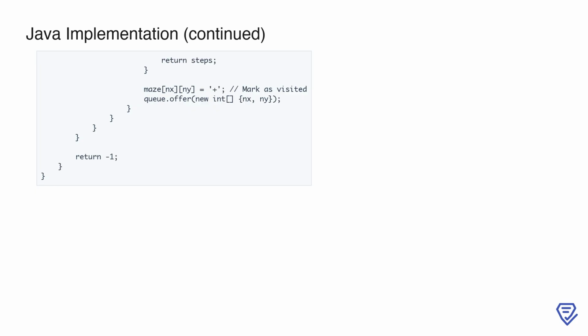If it does, this means we've found the nearest exit, so we return the current step count. Otherwise, we mark the cell as visited by setting it to plus and add it to the queue to explore further in subsequent iterations. Once all possible paths are explored and no exit is found, the function returns -1 to indicate that no exit is reachable. This implementation ensures that we systematically explore the maze while avoiding revisits, making it both efficient and easy to follow.